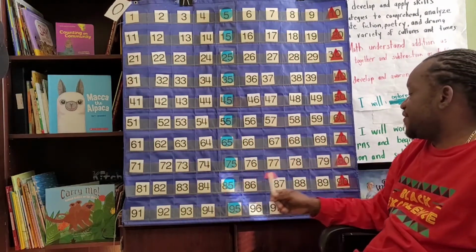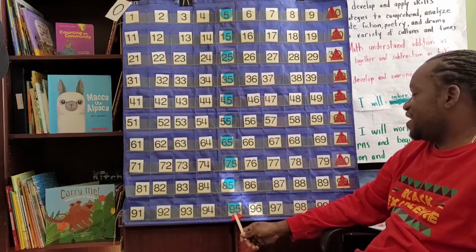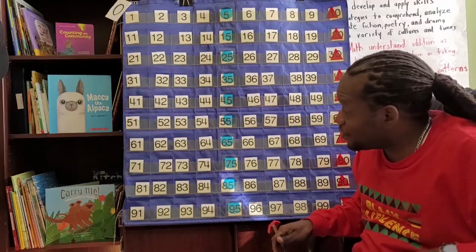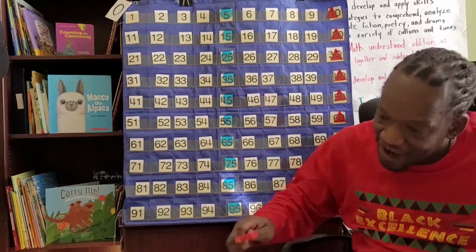80, 85, 90, 95, 100. Good work, boys and girls. All right. Now we're going to count. Are you ready for us to count our next thing? We're going to count the letters in our friends' names.